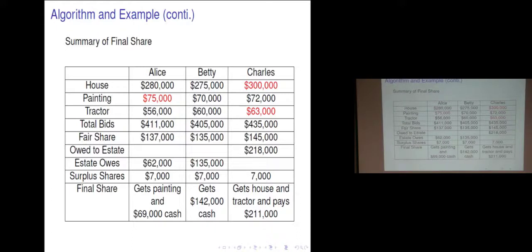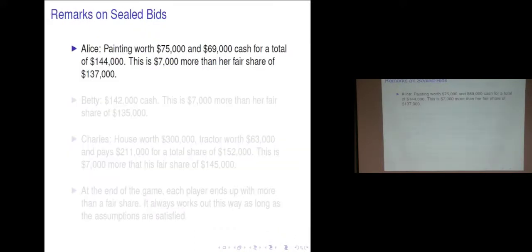Now I want to convince you that everybody is happy. Alice got this, Betty got that, Charles got this. So why is everybody happy? Let's see. We will not prove anything, but we will just use an example to show that it will be the case. There is a mathematical theory behind this, it's just beyond our syllabus.